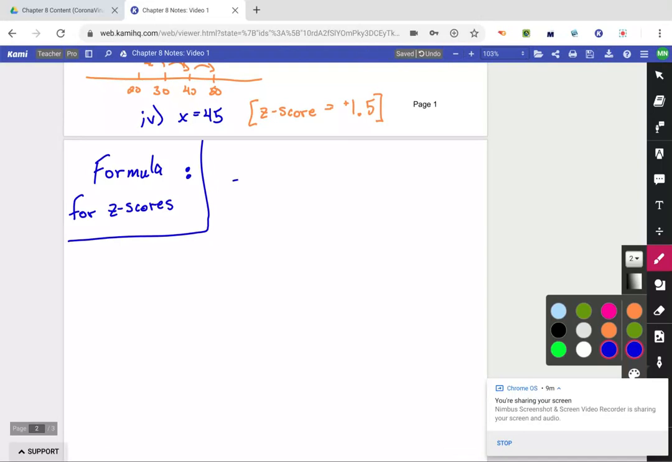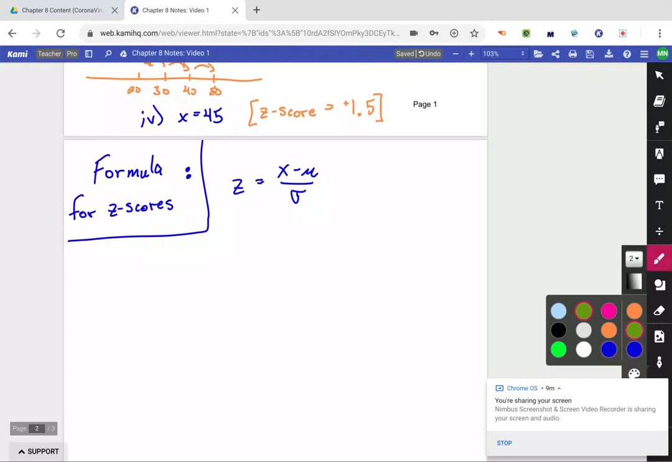But the formula for z-scores is z equals x minus mu over sigma. And of course, that means take your value and subtract the average, and then divide by the standard deviation. So you're going to get the distance from the average, and then divided by standard deviation. You're literally just counting how many standard deviation jumps that is.